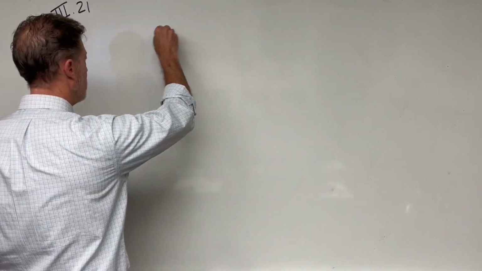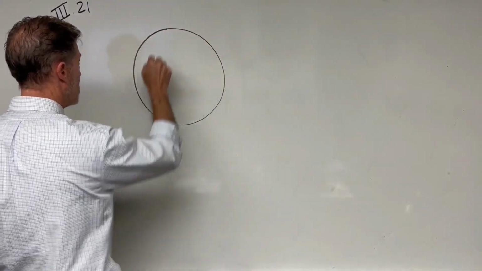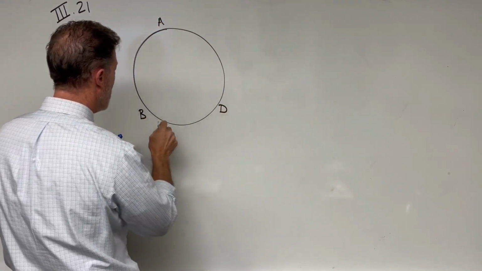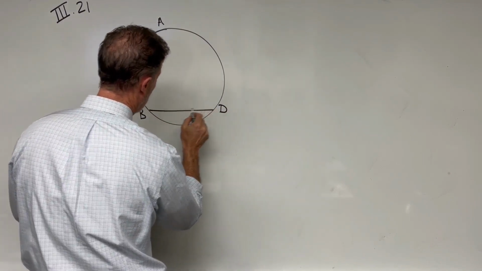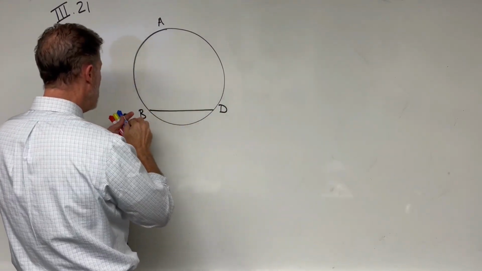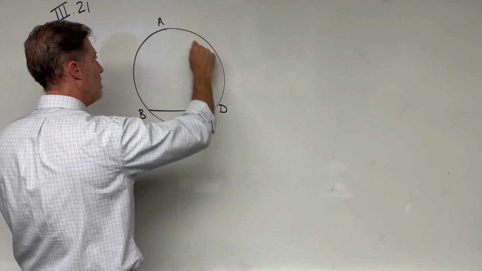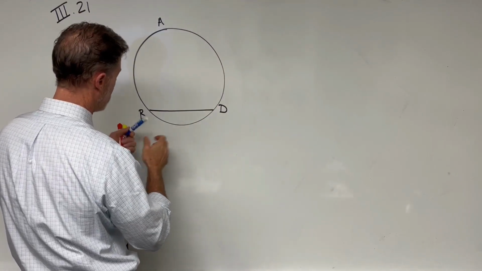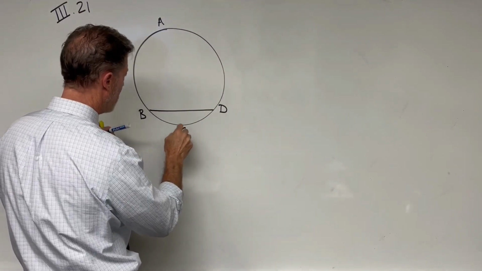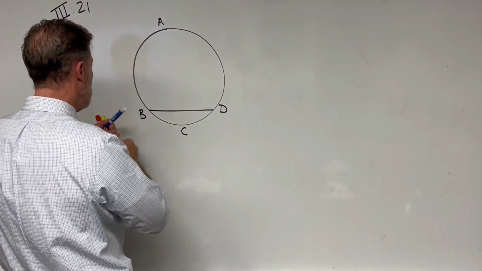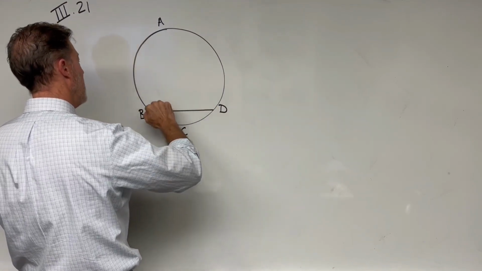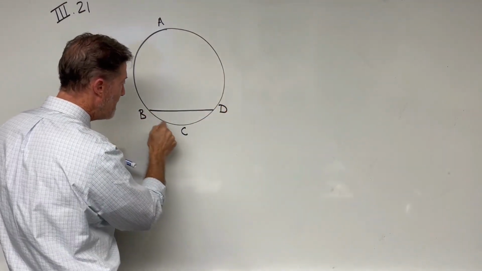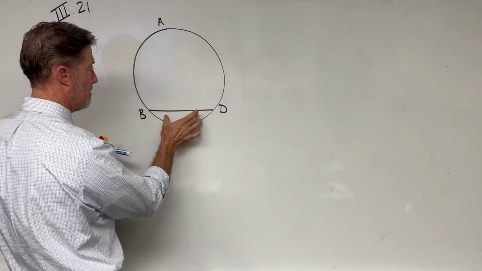So if we have a circle, and let's call this circle A, B, D, and if we have a line here like this that joins them, we can look at this part of the circle and this part of the circle, and let's call this C. So Euclid would say that we can divide this circle into a major segment. So from BAD would be the major segment, and BCD would be the minor segment.